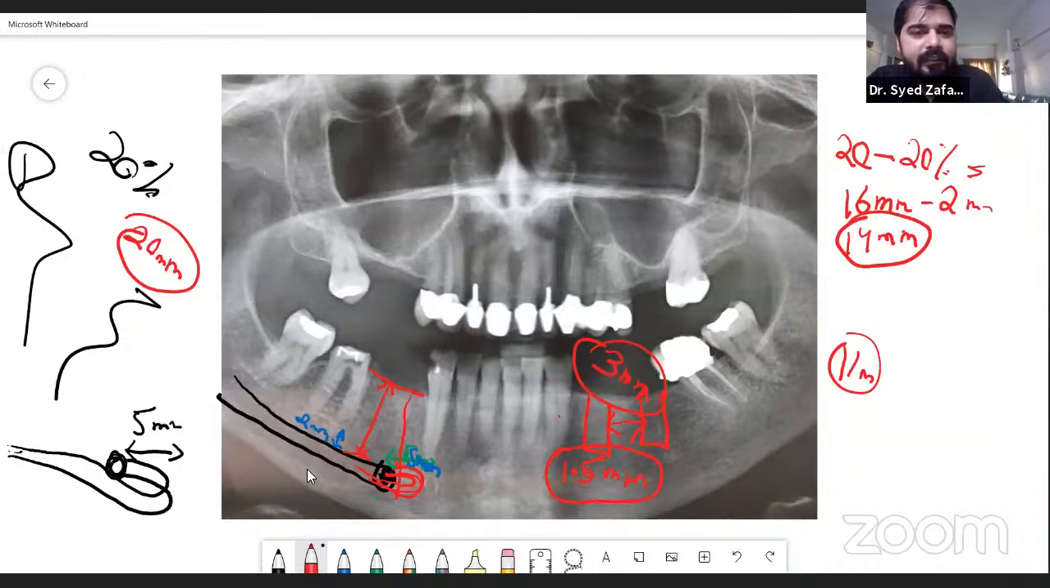If there is a sinus, even if this sinus is very low, I am telling you, you have to give a 2 mm safe margin from the sinus. 1.5 mm safe margin from tooth to implant, 3 mm from implant to implant. Okay, this is a guideline you need to assess in your X-rays.